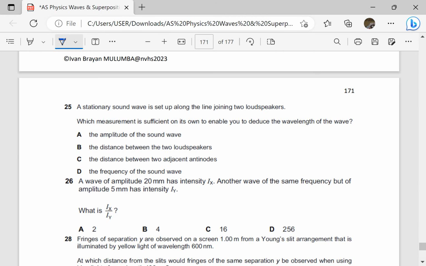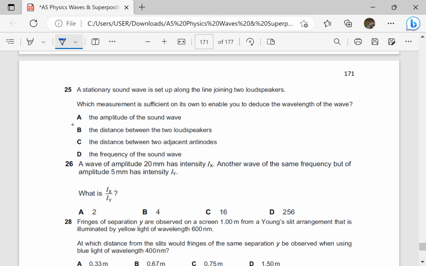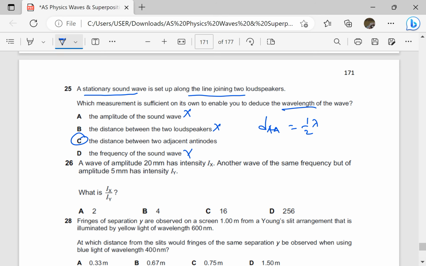A stationary sound wave is set up along the line joining two loudspeakers. Which measurement is sufficient on its own to enable you to deduce the wavelength of the wave? So the amplitude cannot help to find a wavelength. Distance between the two loudspeakers alone cannot help you to find a wavelength. The distance between two adjacent nodes can help you to tell the wavelength, because distance between two adjacent antinodes alone is half wavelength. So the answer is going to be C. The frequency alone cannot help you to tell the wavelength unless the speed is known.